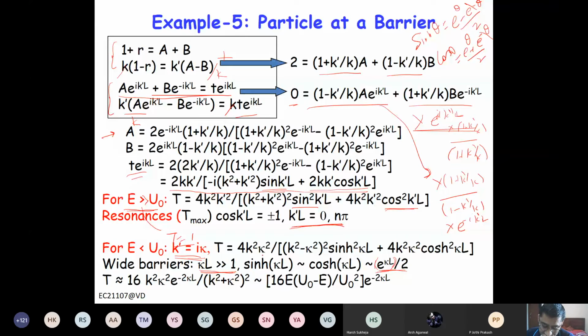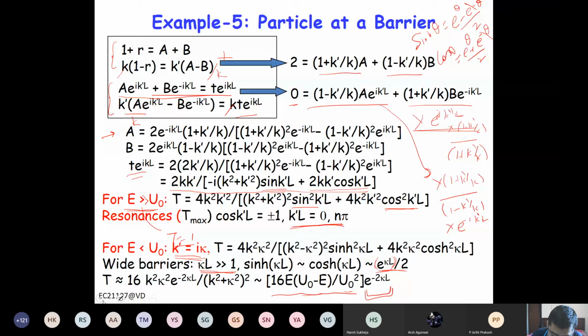And K is root 2mE by h bar square, and this kappa is root 2m (U minus E), right? Or U minus E if E is less than U. So what you have here, 4 times K square becomes E, kappa square becomes U minus E, and K square minus kappa square becomes U, right? And then this is 4, so 4 times 4 is 16. So you see here, these are some energy terms, and the dominant term is e to the power minus 2kL. So it basically depends exponentially.